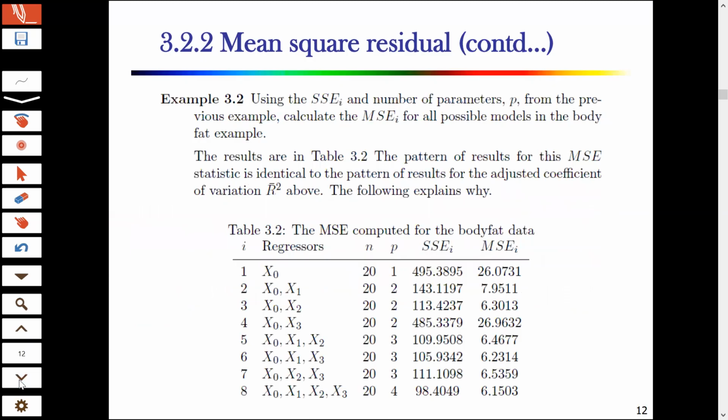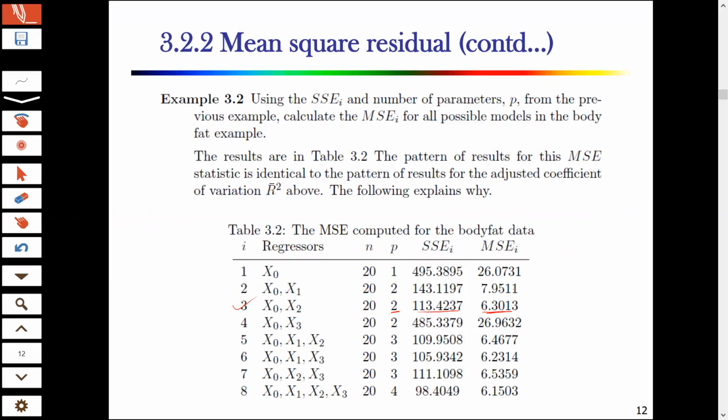So look at the case here, all of these models. If we include only x2, for example, in that case the number of parameters is 2. Here is the SSE and the MSE. So how do we get the MSE?